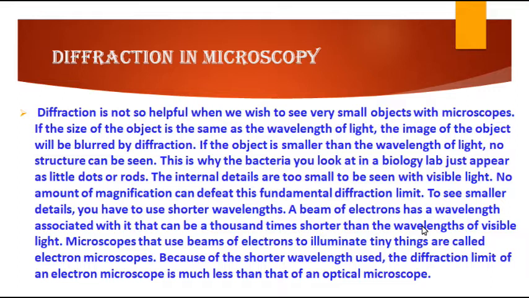The internal details are too small to be seen with visible light. No amount of magnification can defeat this fundamental diffraction limit. To see smaller details, you have to use shorter wavelengths. A beam of electrons has a wavelength associated with it that can be 1,000 times shorter than the wavelength of visible light. Microscopes that use beams of electrons to illuminate tiny things are called electron microscopes. Because of the shorter wavelength used, the diffraction limit of an electron microscope is much less than that of an optical microscope. So this was the example for the microscope.